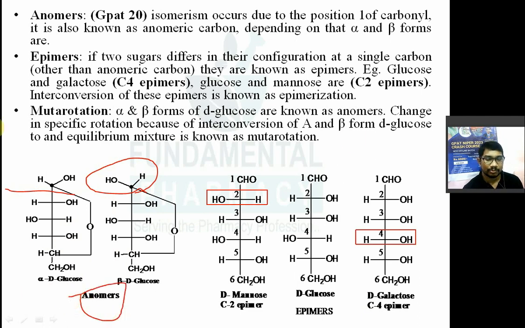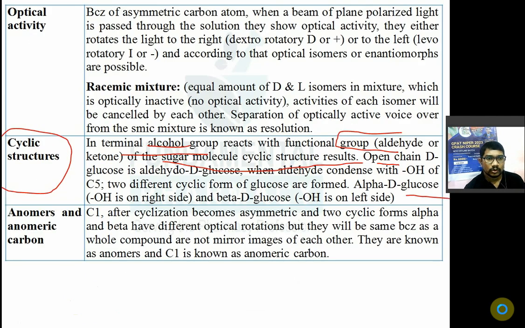Okay, so the cyclic form is done. The terminal C5 alcohol group reacts with aldehyde or ketone to form a cyclic structure, that is known as the cyclic structure of your sugar. Now that cyclic structure also has two configurations, alpha and beta. If the OH group of that anomeric carbon is on the same side as that of the terminal hydroxyl group, it is known as alpha anomer, and if the OH group is on the opposite side to that of the terminal alcohol group, it is known as a beta anomer.